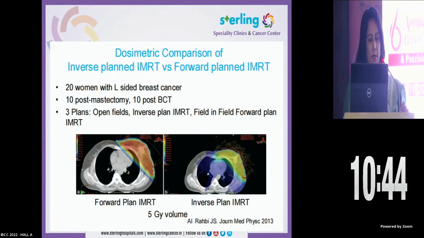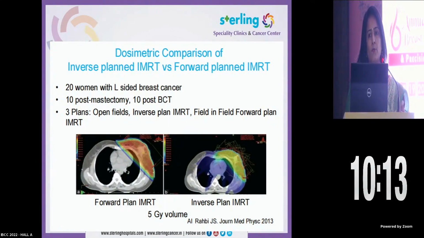A small introduction: what is basically called forward IMRT versus inverse IMRT. When we say IMRT, intensity modulated radiation therapy, when we decide the target and the critical structures, and give all these constraints to the computer and let the computer generate 2-3 plans, and then we decide what is the best plan, that is called inverse IMRT. Rather than forward IMRT, where the clinician themselves try to generate different beams, put weightage to the beams, and then see how the plan turns out, which is known as forward IMRT.